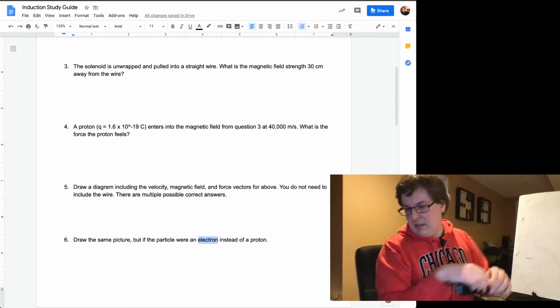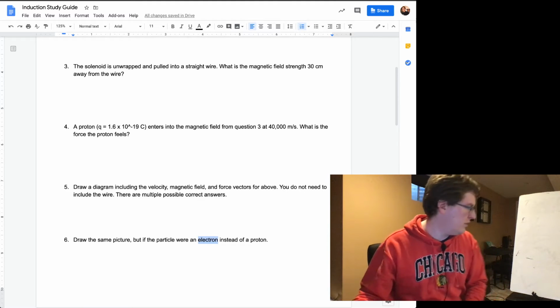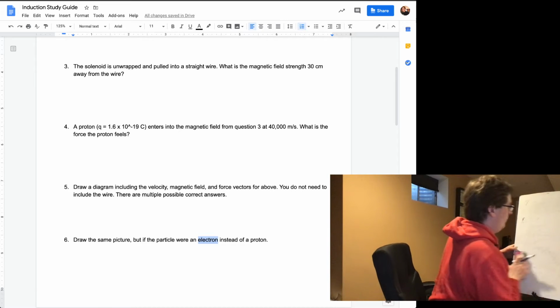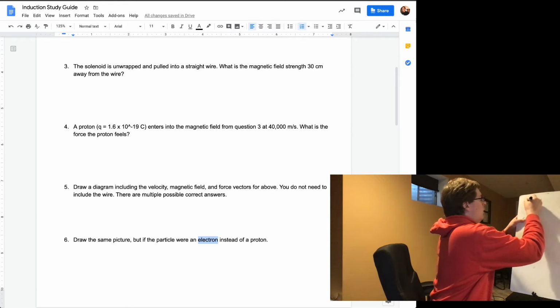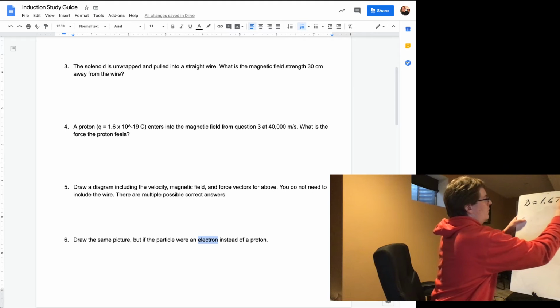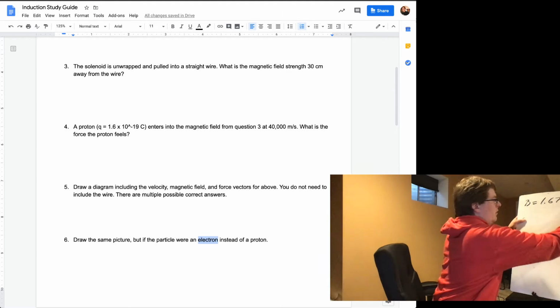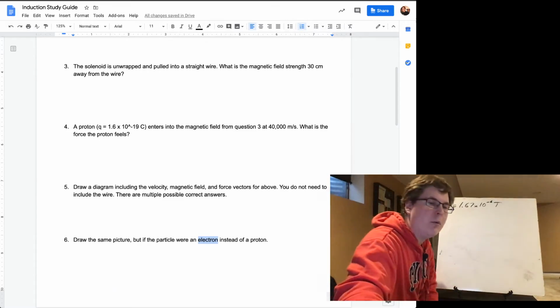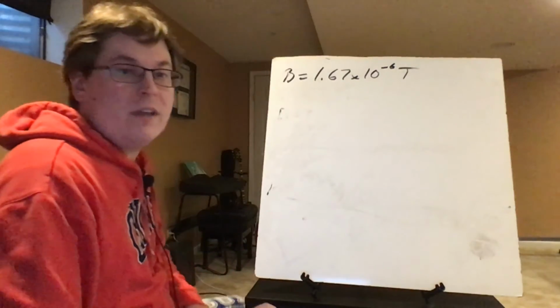We know that the magnetic field is 1.67 times 10 to the negative 6th Tesla. I apologize for not having the camera turned towards the whiteboard. We're working on it. A one-man show over here. We know that's our magnetic field.